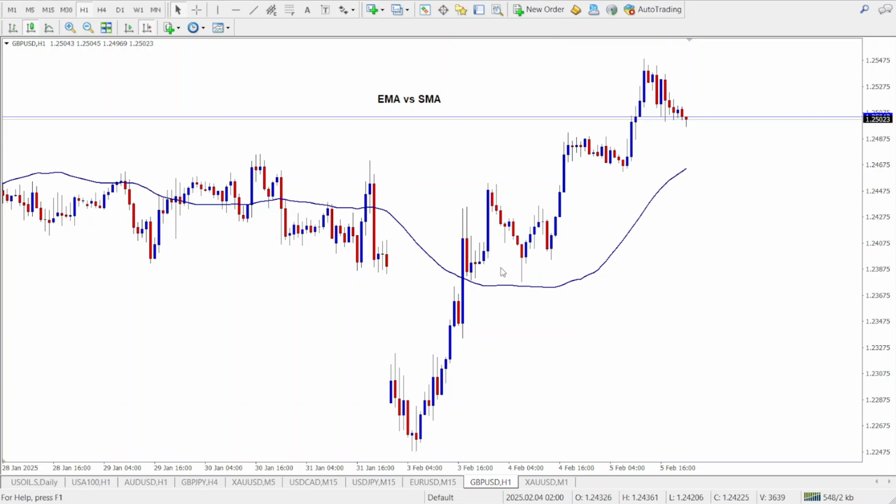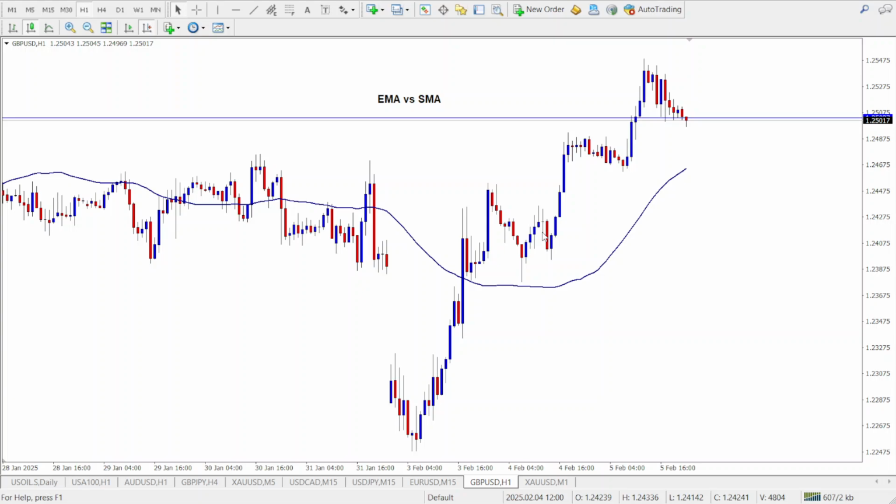Some of the advantages of the SMA are that it is great for spotting long-term trends. Also, it helps to filter out short-term price noise, and finally, it is easy to use and interpret. However, some disadvantages of the SMA are that it is slow to react to price changes, and it can lag behind market movements. But the SMA is best suited for traders who focus on long-term trends and want a reliable way to confirm market direction without reacting to every little price movement.